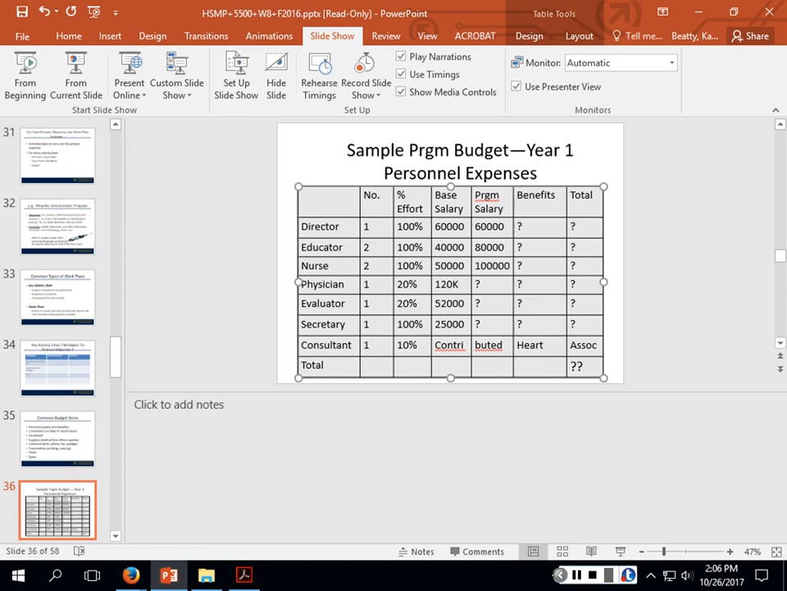The program salary for the physician? It's 24,000. How did you arrive at that figure, please? 20% times 120,000. Okay, so the base salary of the physician is 120,000 per year, but since she is only working 20% on our program, or 1 day a week, our program will only be paying 24,000 of her salary. The rest will be paid by the hospital or the clinic or wherever she's working that 80%.